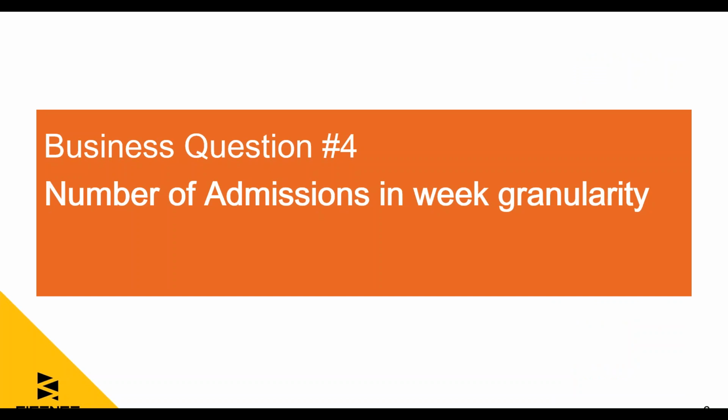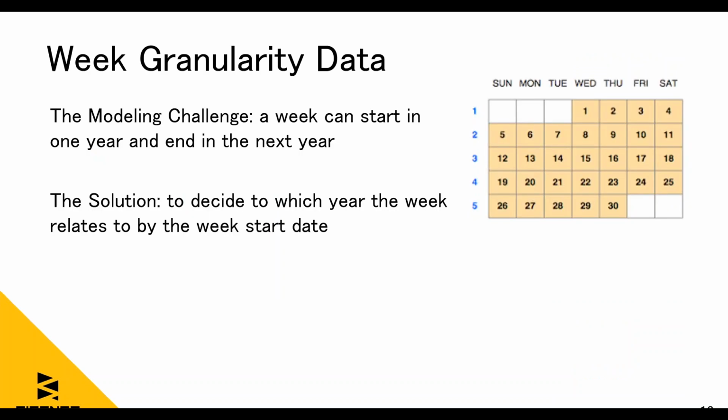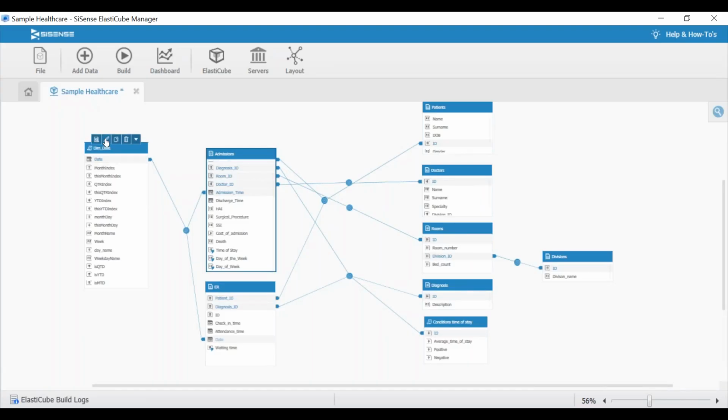Now we're going to talk about week granularity. Weeks don't always fit into a year or a month. A week can start in one year and end in the second year. It can start in one month and end in the next month. The solution is to decide which year the week relates to by the week start date. What I'm actually doing in the Elastic Cube is choosing the week start date.